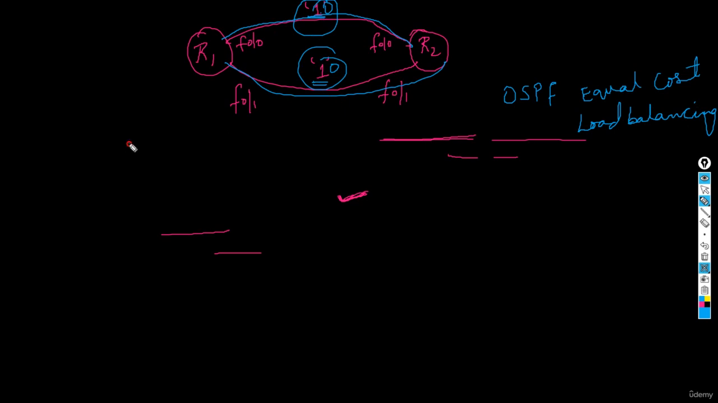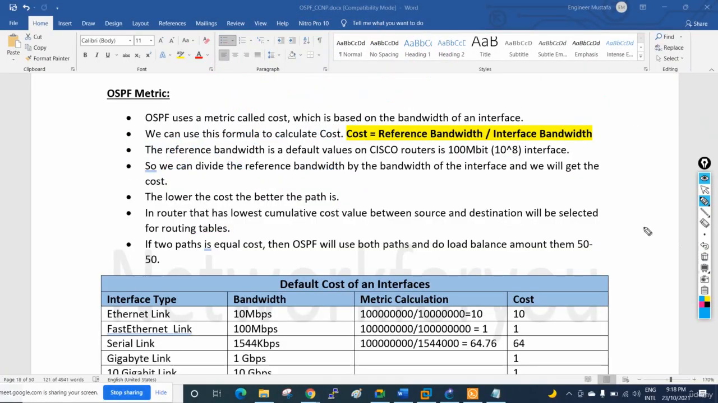But you need to remember, EIGRP does equal as well as unequal cost load balancing. So even if you have unequal cost or equal cost, they will do the load balancing in EIGRP. But in OSPF, they will do it only for equal cost. We need to remember this one. So if two paths are equal cost, then OSPF is going to use both paths. They will do the load balancing among them, 50% of the traffic will go from the top, 50% of the traffic will go from the bottom.